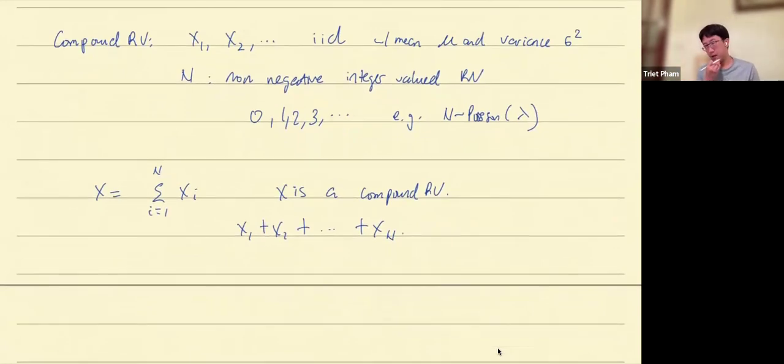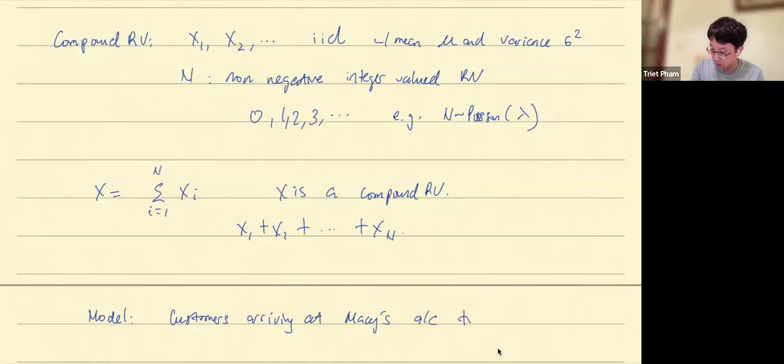Anyway, maybe let's also give an example of a model of this. A model of this would be something like, especially with Poisson, since Poisson describes the arrival of something. So you could have something like, I don't know, customers arriving at Macy's according to a Poisson lambda in a day, let's say. So that's n.